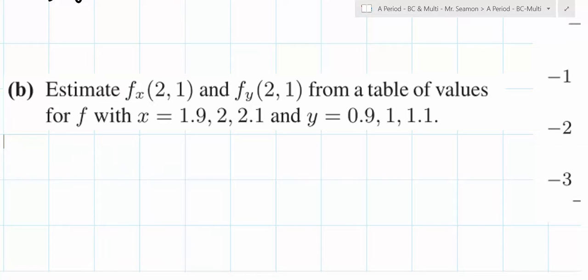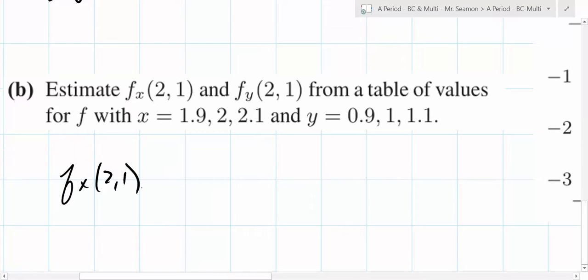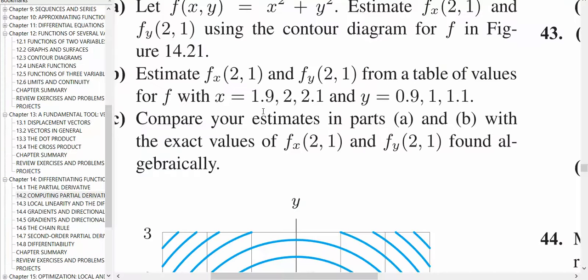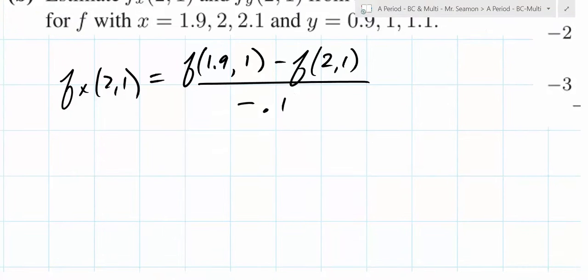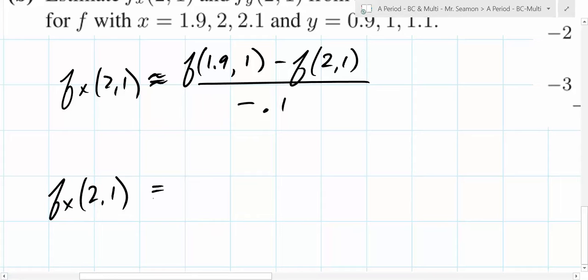So how would you go about doing that? Table values. When you're estimating with f of 1.9 and 2.1, the book likes to go forward. You could go from 1.9 to 2. You could also go from 1.9 to what? 2.1, right? So you could if you wanted to. What's another way you could have written this? So this is the estimate, right? What's another way you could estimate this?